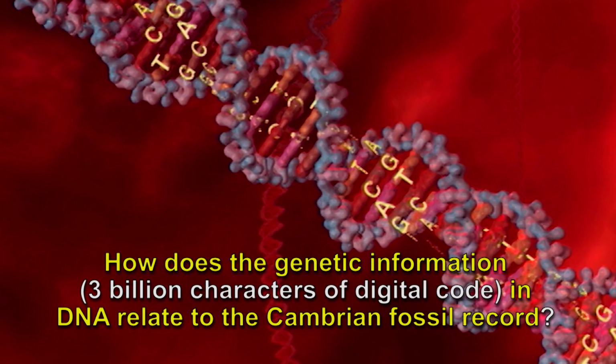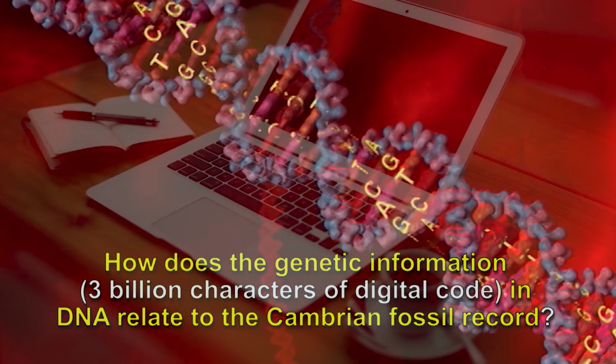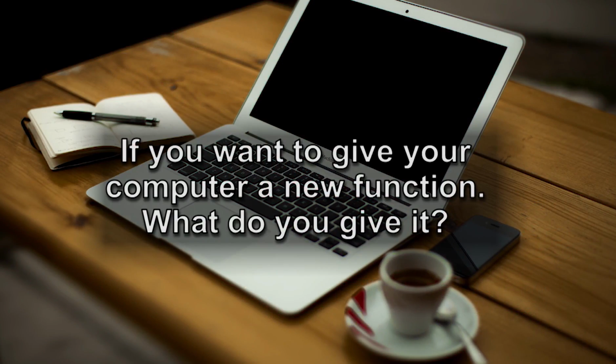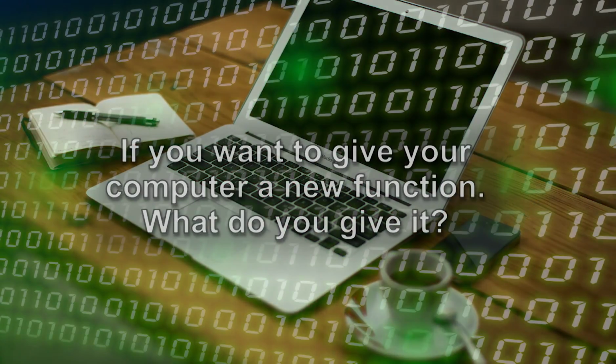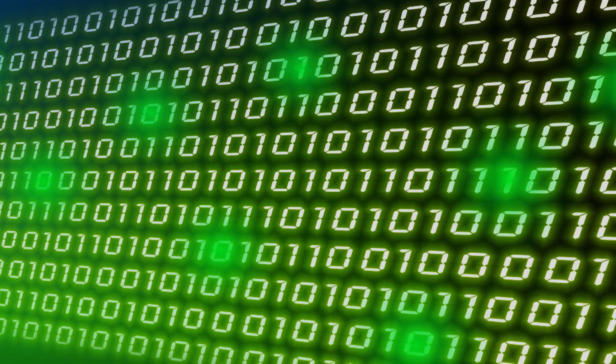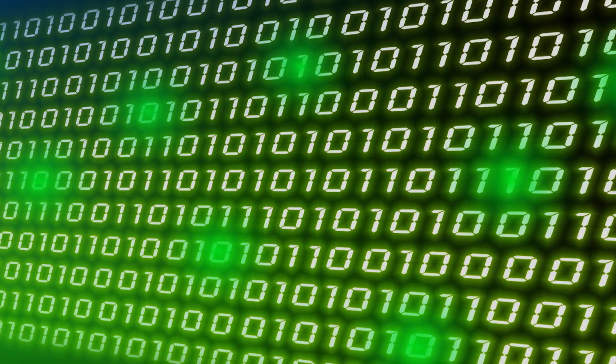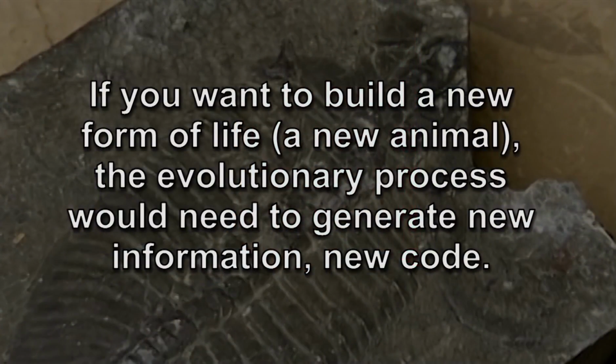Well, right. I used to ask my students a question: if you want to give your computer a new function, what do you have to give it? And they'd say, well, code or instructions or software or information, and all of those are correct answers. And it turns out that the same thing is true in life. If you want to build a new form of life from a simpler pre-existing form of life, you need new information, or rather, to put it more precisely, the evolutionary process would need to generate new information, new code.